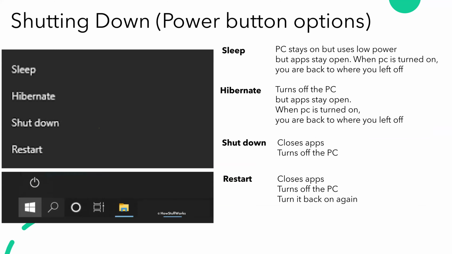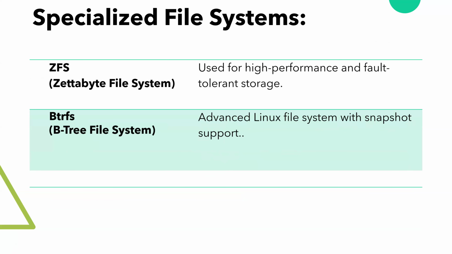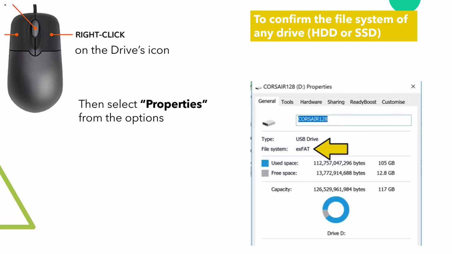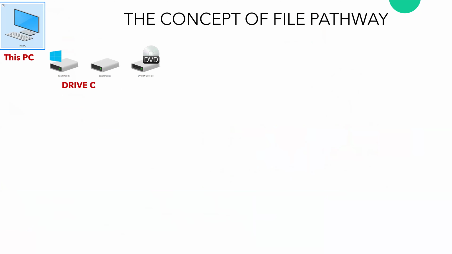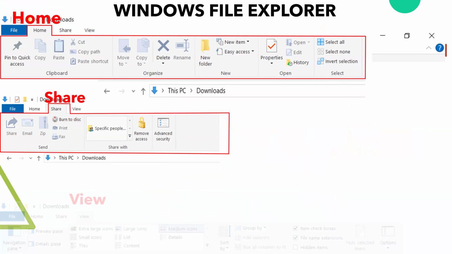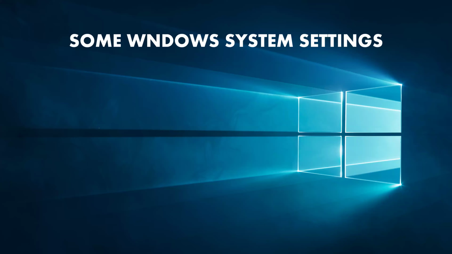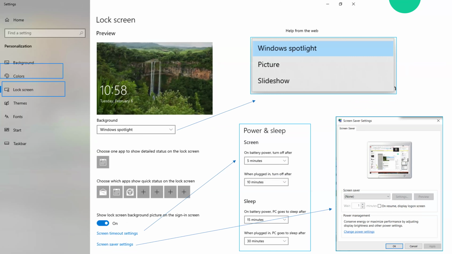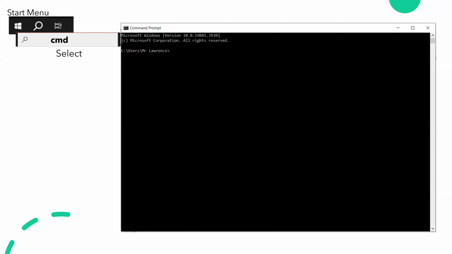You need to go through some of these terms. Look at filing systems, so that none of these things will confuse you tomorrow. Exploring and all that concept of pathways. We are going to do some CMD, just the beginning part of it, look at the settings that we can do, go to the command line interface, do some scripting, and all that.